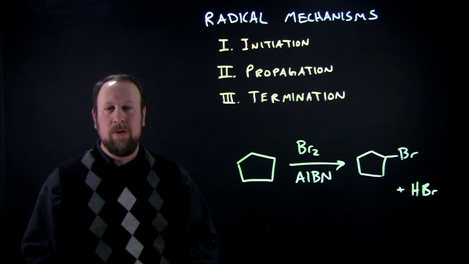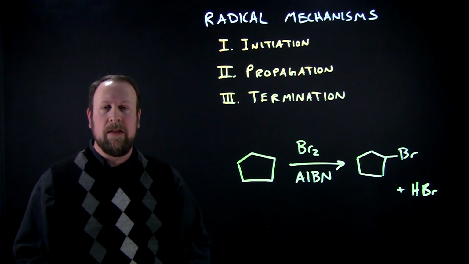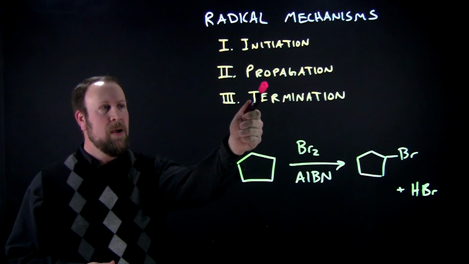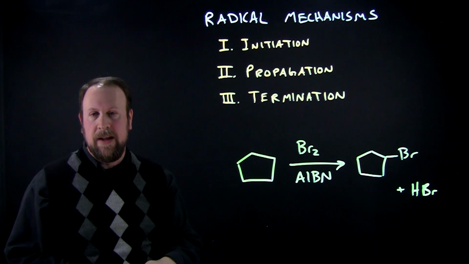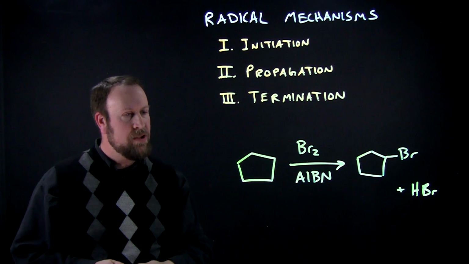Welcome to another video on organic chemistry. In this video we're going to talk about radical mechanisms. We're going to look at the three distinct phases that a typical radical mechanism has: the initiation phase, propagation phase, and the termination phase. For this example we're going to look at this monobromination reaction here.